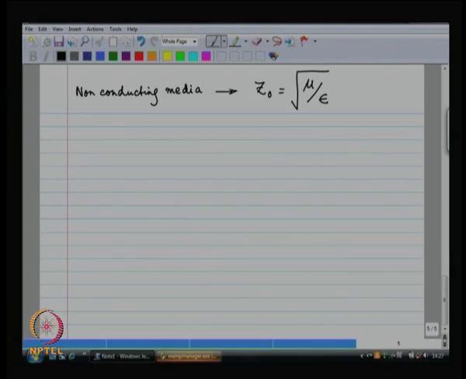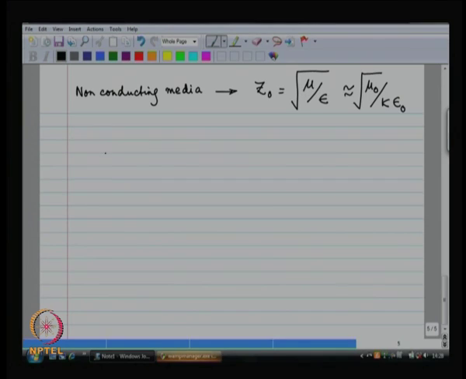Mu is the permeability, epsilon is the dielectric constant. So, for a typical medium, mu is going to be equal to mu naught, unless it is iron or something. And epsilon is basically the dielectric constant times epsilon naught, right. So, this is typically what the characteristic impedance is going to be if it is a non-conducting transmission medium.